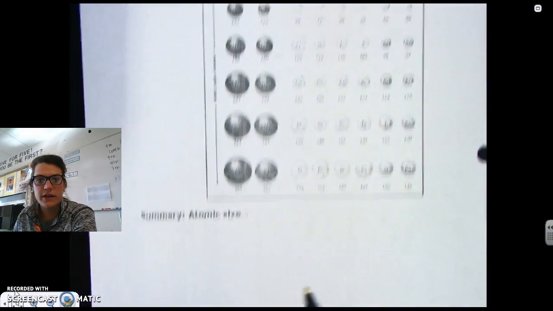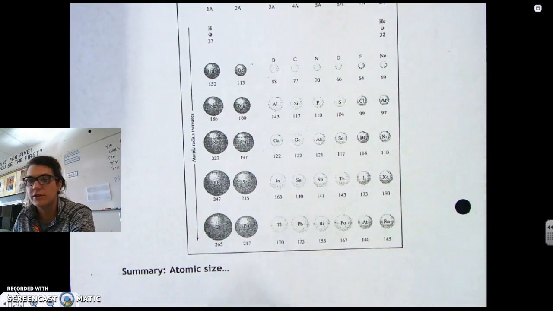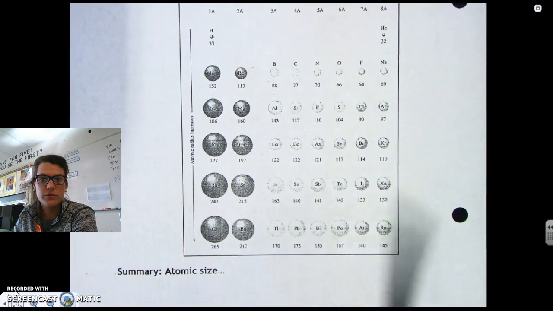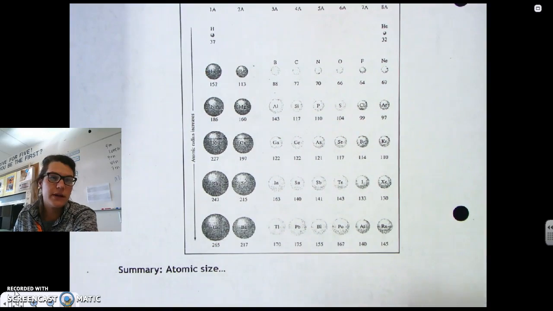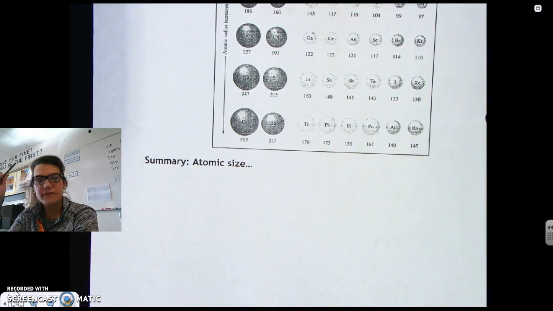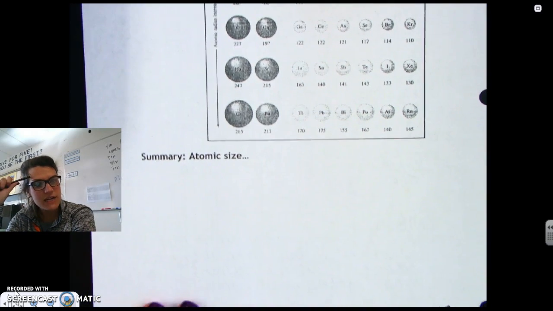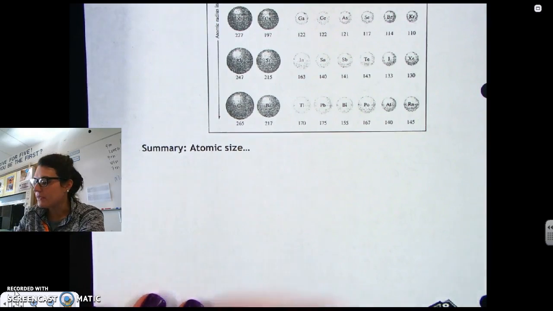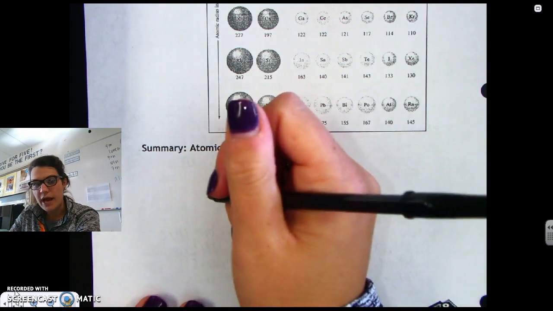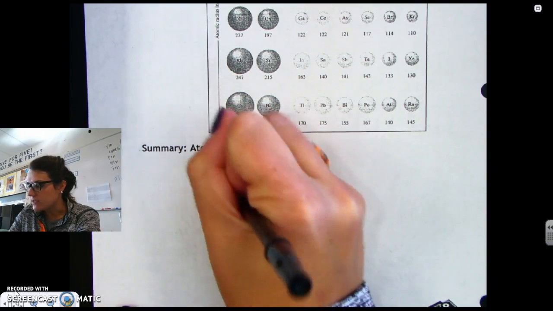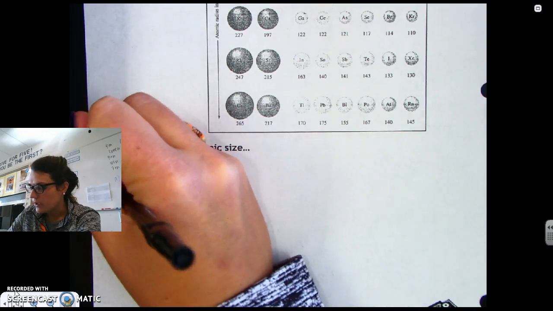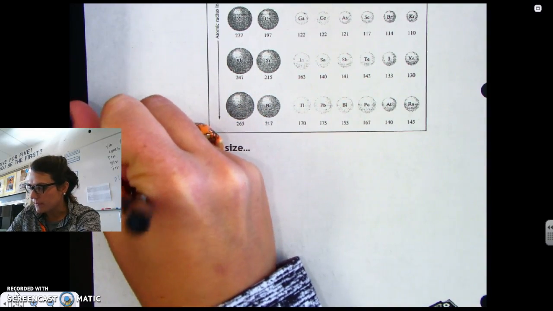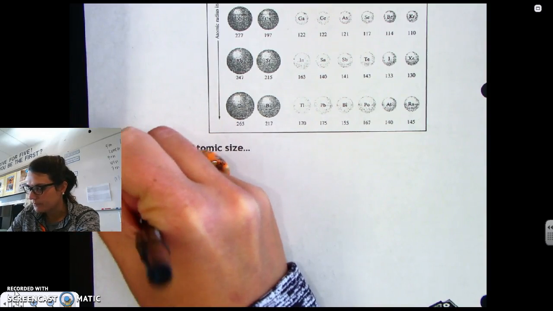All right, let's summarize what we talked about. Here's an image of the size difference that we talked about. Notice how fluorine is much smaller than lithium, and notice how cesium is much larger than lithium as well. When I think about the summary for atomic size, I think of a snowman. As I go down a group, what happens to my size? My size gets larger, kind of like a snowman. So as I move down the group, the radii get larger or increase.